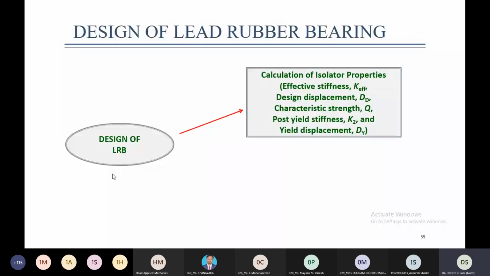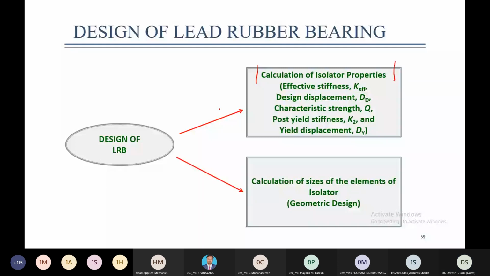So, the bearing is designed in 2 steps. Okay, first the isolator properties are calculated, and in the second step, the geometric design of the isolation system is carried out. Geometric design means the diameter, the height, and the thickness of the different layers are computed. They are called geometric design. Isolator properties can be effective stiffness, design displacement, characteristic strength. They are all shown in this figure.